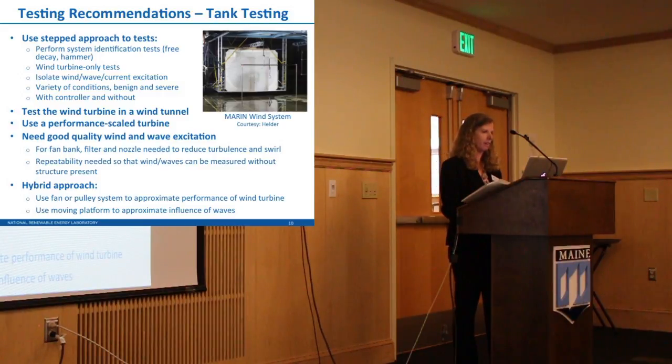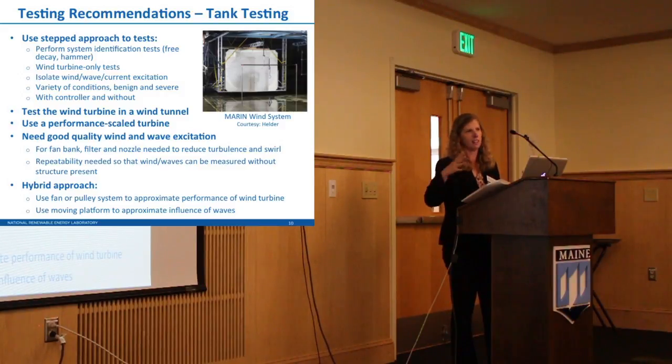As I said, the quality of wind isn't always great in the tank. The Deep Sea Wind Project did a lot of great work in building up a filter and a nozzle to try to get straight and less turbulent wind. And so that's important to have. And it's also important to be able to have repeatability in your wind and wave conditions. And one of the great things then in a tank is you can actually have all those conditions without the structure present and measure that. Such that then when you put the structure in, you can have an unaffected wind and wave excitation measurement that you can use.